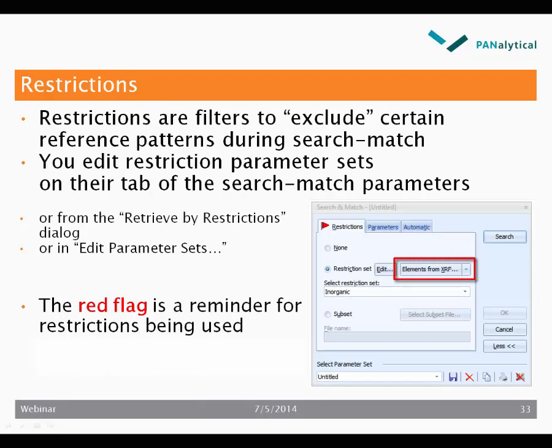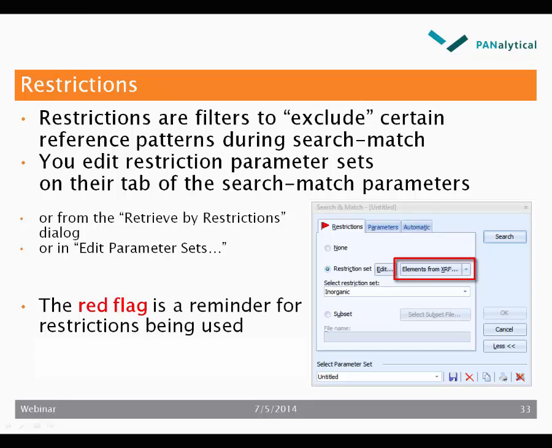Very often you have additional knowledge about the sample to be analyzed, where it comes from, what it is supposed to be, how it was made, if it occurs in nature, and more. The best thing to optimize your phase analysis is to use this knowledge by applying restrictions. Restrictions are filters excluding certain reference patterns during search match. They only allow the specified references to enter the candidates list. You edit a restriction parameter set on the top of the search match parameters. The red flag is a reminder that restrictions are being used in the next search match.